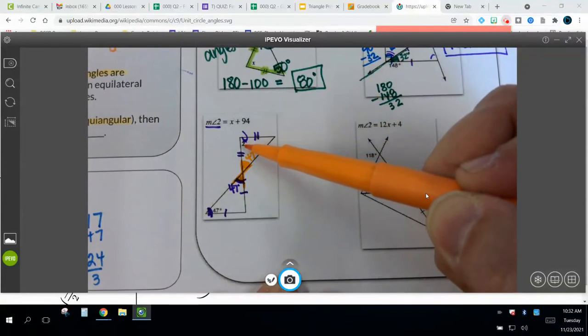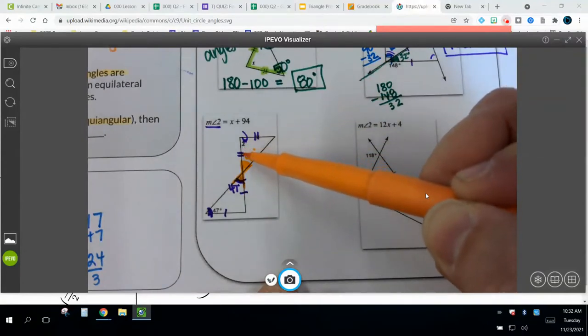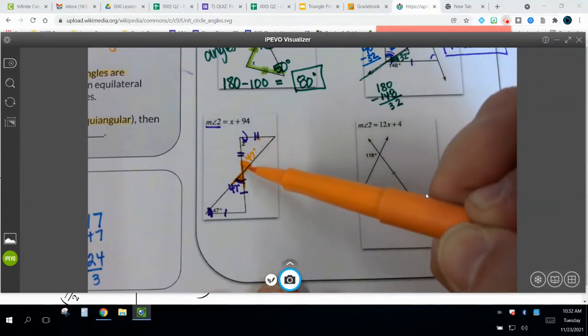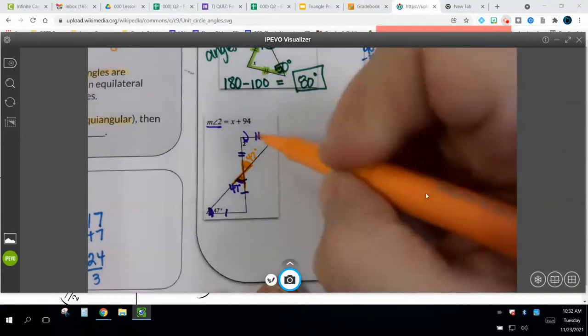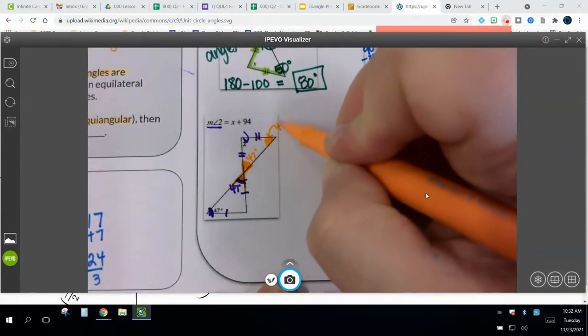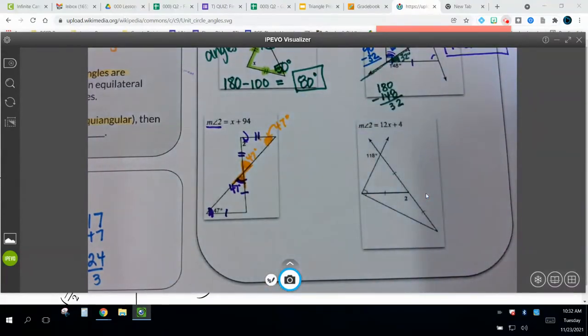Angle 2, however, is not the other base angle. Look at the side markings on the isosceles triangle. These are the two legs. The base angles would be here and over here. This is going to be the other base angle, which is 47 degrees here.